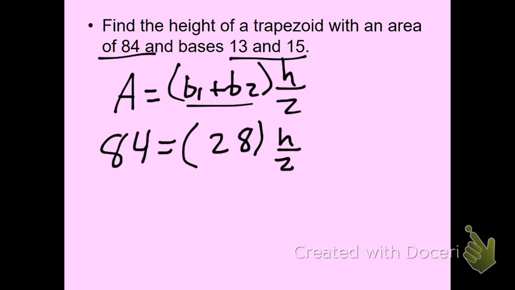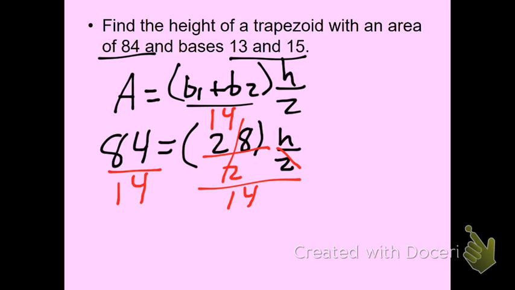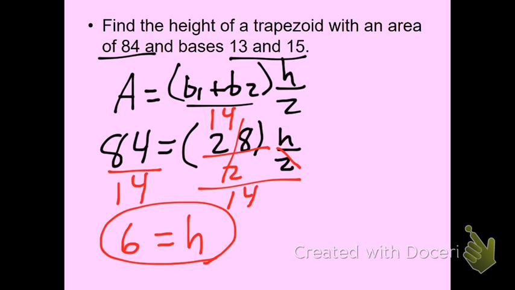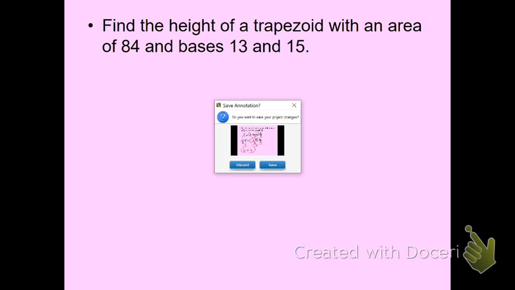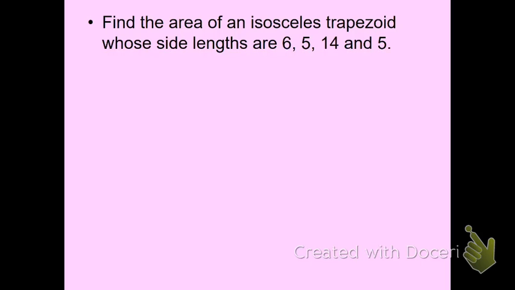Okay, if you want, you could apply this divided by 2 to the 28, and then that just becomes 14. So we could just divide both sides by 14, and 14 goes into 84 6 times. So we're left with the height is 6. Okay, one more about trapezoids.